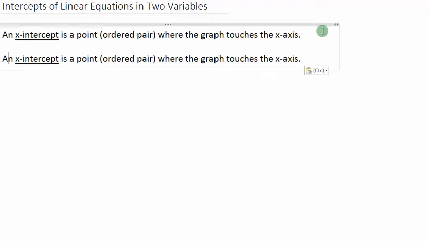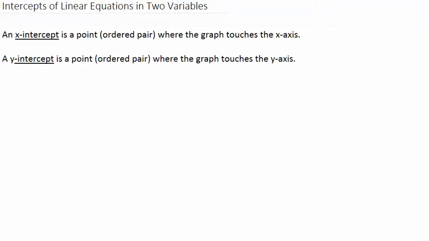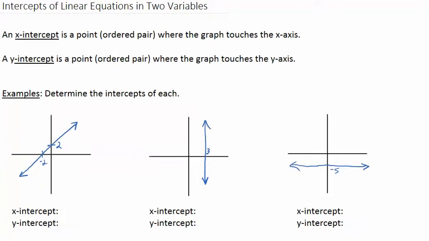This is a general definition. Similarly, you can probably guess what a y-intercept is. It's also a point, but it's where the graph touches the y-axis. All right, so let's practice with this basic concept. I've got 3 lines graphed, and I want to determine the intercepts of each.